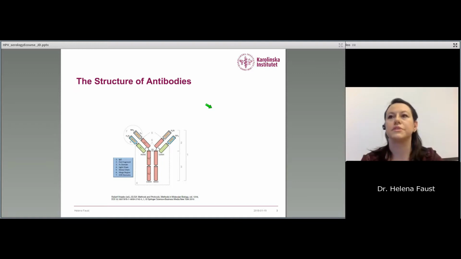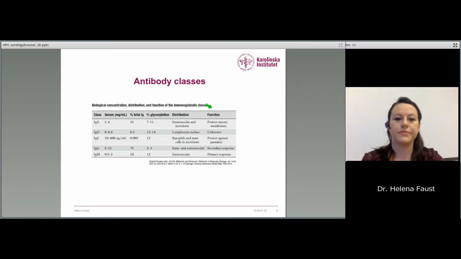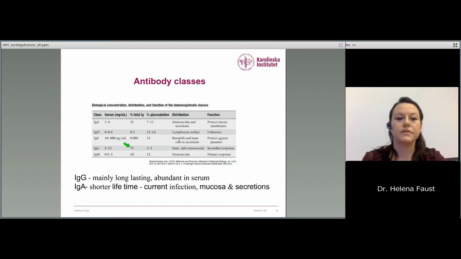This is a basic structure of antibodies. Antibodies are glycoproteins, and they have a heavy chain and a light chain. There are many antibody classes too. They can be IgA, IgD, IgE, IgG, or IgM. Most prevalent is actually IgG, about 75% of the total immunoglobulins in our body. And IgG is also long-lasting, and it's very prevalent in serum.